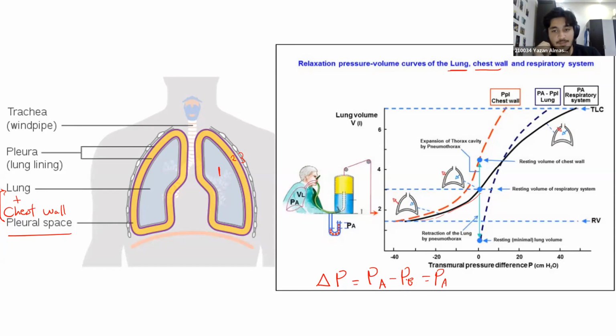So when we look at the point of FRC, it's basically the point at which we have the resting volume. Keep that in mind, please. If they ask you what's the resting volume for the respiratory system, it's FRC. What's the point where we have the highest compliance for the respiratory system? It's also FRC.